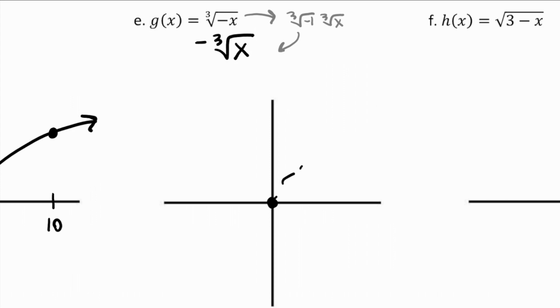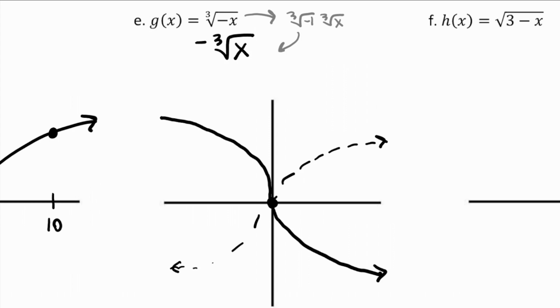Because what had been up here and was positive, and down there is negative, got multiplied by negative 1. So I've got something looking like this, and that. Get rid of that. And so that's going to be the cube root of negative x, or the negative cube root of x.